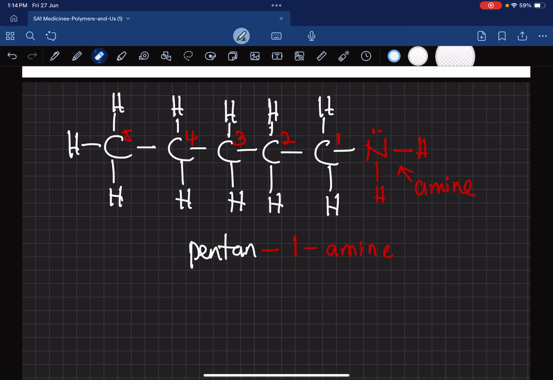Same thing again, if you had another of the same functional group somewhere here. Let's say we put another of that functional group here. So now, what is this going to be called? Let's pull this up. Okay, so what this is going to be called is going to be called comma 5.